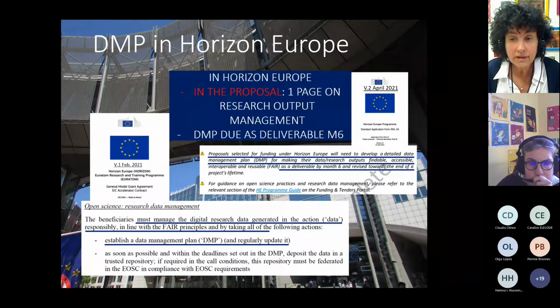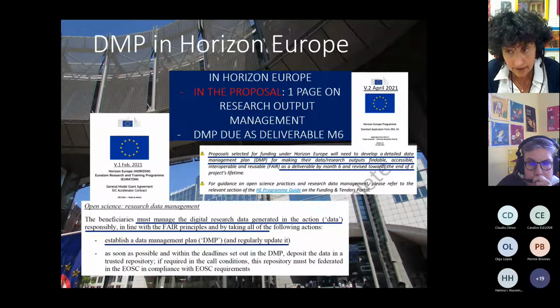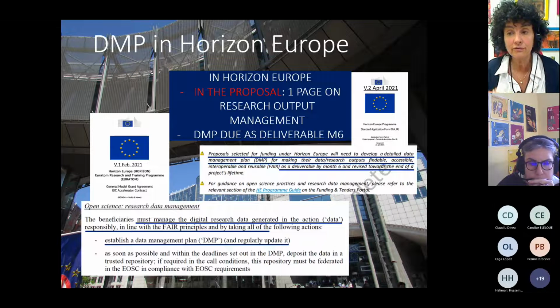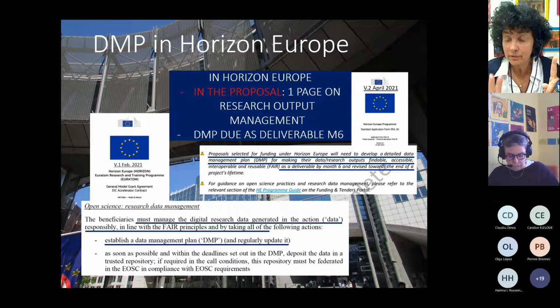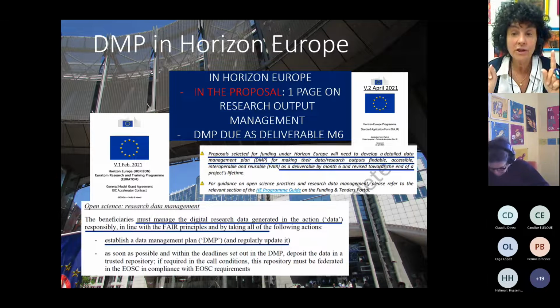The DMP in Horizon Europe is due by month 6 and revised towards the end of a project's lifetime, as you can see here. But you also have to give an outline, a blueprint of your DMP, in one page. So in the proposal, you don't have to put the DMP. A DMP, of course, is longer. In the proposal, you have one page on research output management.